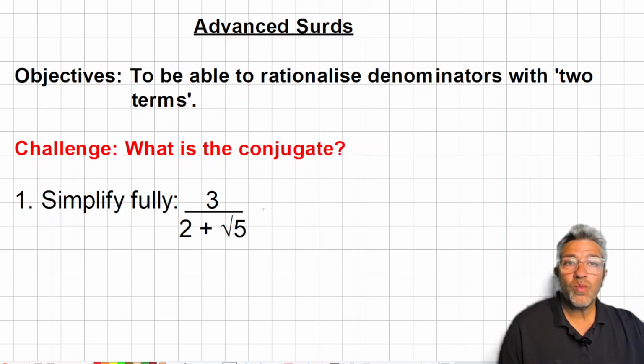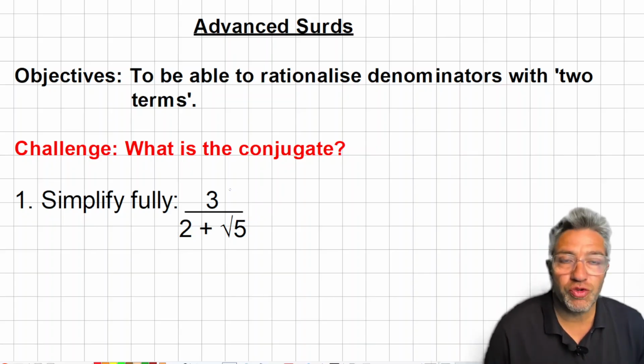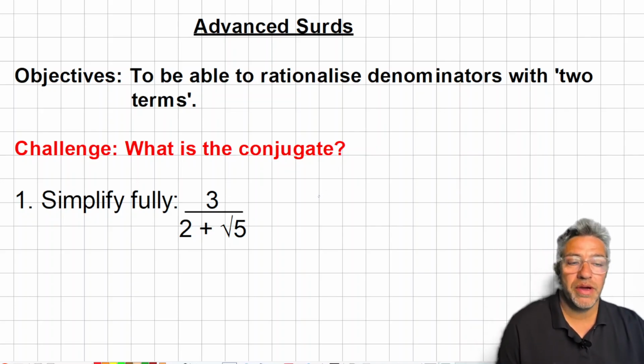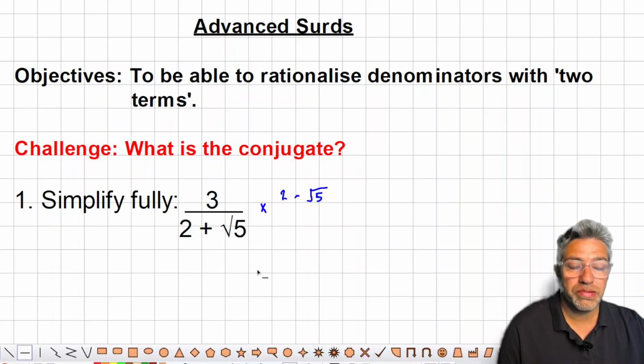The way we eliminate, rationalise being the key word, the denominator, and rationalisation, remember, means to remove any surds from the denominator, is to multiply by the conjugate over itself. Now, the conjugate of 2 plus root 5 is 2 minus root 5. But please note, I did say over itself.